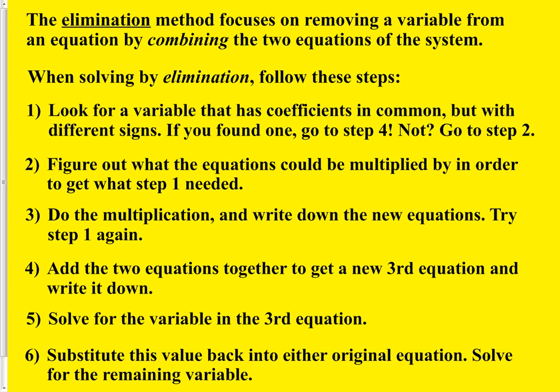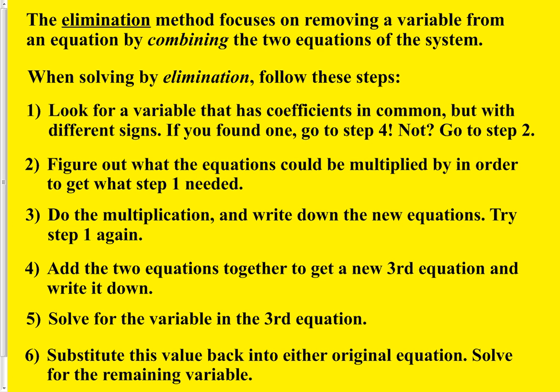Step 1: Look for a variable that has coefficients in common, but with different signs. For example, maybe you have positive 2x's in one equation and negative 2x's in the other equation. That's what we're looking for. The x's have coefficients that are the same. They are both 2's, and one of them is positive and one of them is negative, so we have different signs. That's what we're looking for with the elimination method. If you already have that in your system, then the problem is set up nicely for elimination, and you get to skip all the way down to step 4.